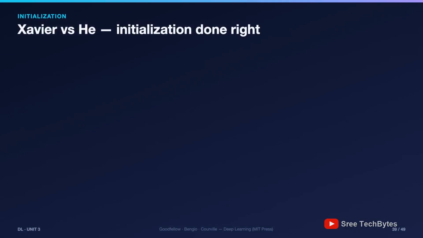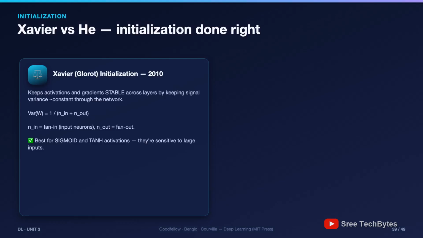The two initialization recipes that solved it: Xavier and He. Xavier initialization, Glorot and Bengio, 2010. The idea: keep the variance of the signal roughly constant as it flows through layers, neither growing nor shrinking. The formula: variance of W equals 1 over fan-in plus fan-out, the neuron counts entering and leaving the layer.